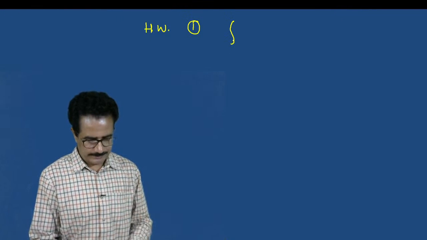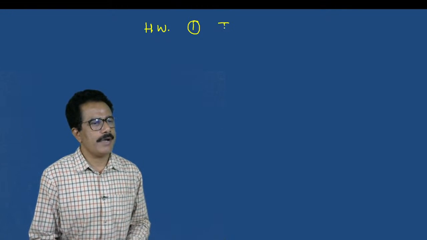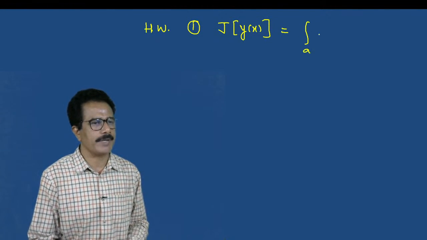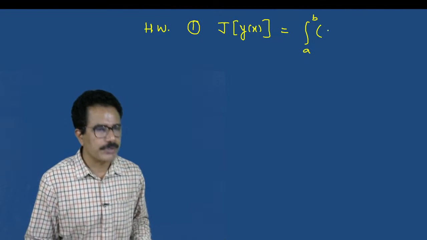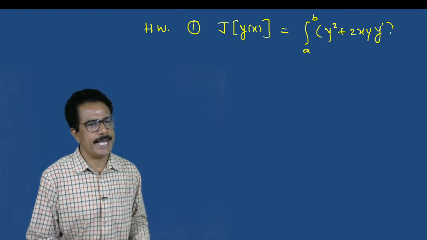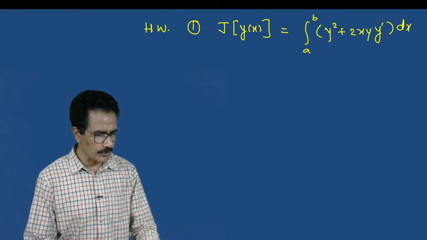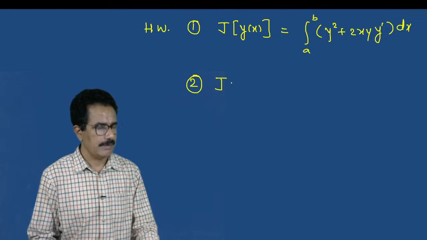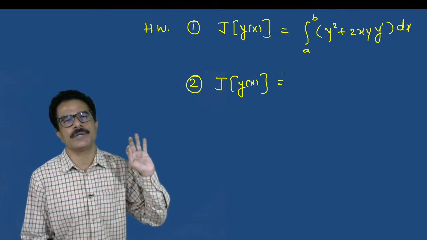Integral. J of y of x. I won't give many problems, just one. Integral from a to b of y square plus 2xy into y dash dx. Actually this is the general problem which we have to solve. Second, J of y of x is equal to, we have to find out the general solution only.